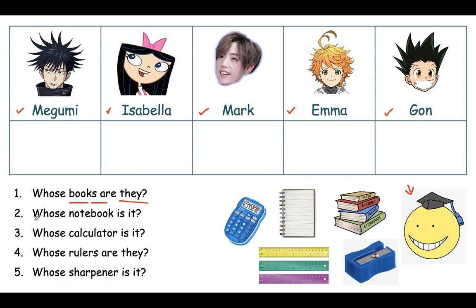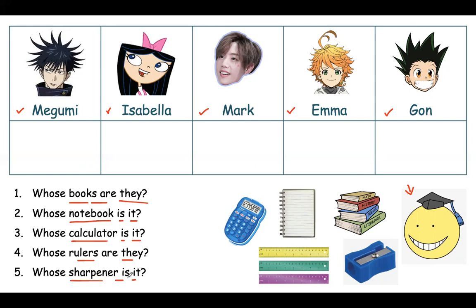Number 2, whose notebook is it? It is notebook. Number 3, whose calculator is it? It is calculator. Number 4, whose rulers are they? Their rulers. Number 5, whose sharpener is it? It is sharpener. Don't forget the apostrophe S.